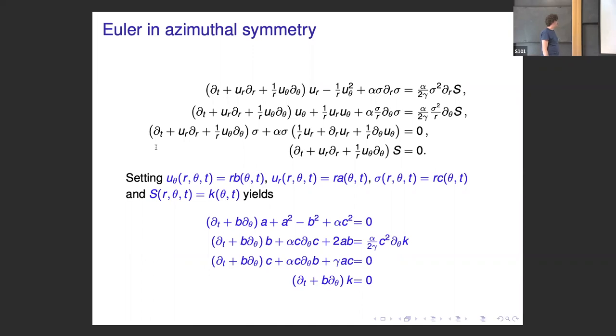Okay, so B and C are in terms of the velocity u. C is the angular sound speed. B is the velocity in the angular direction, and A is the velocity in the radial direction, and here K is the specific entropy.